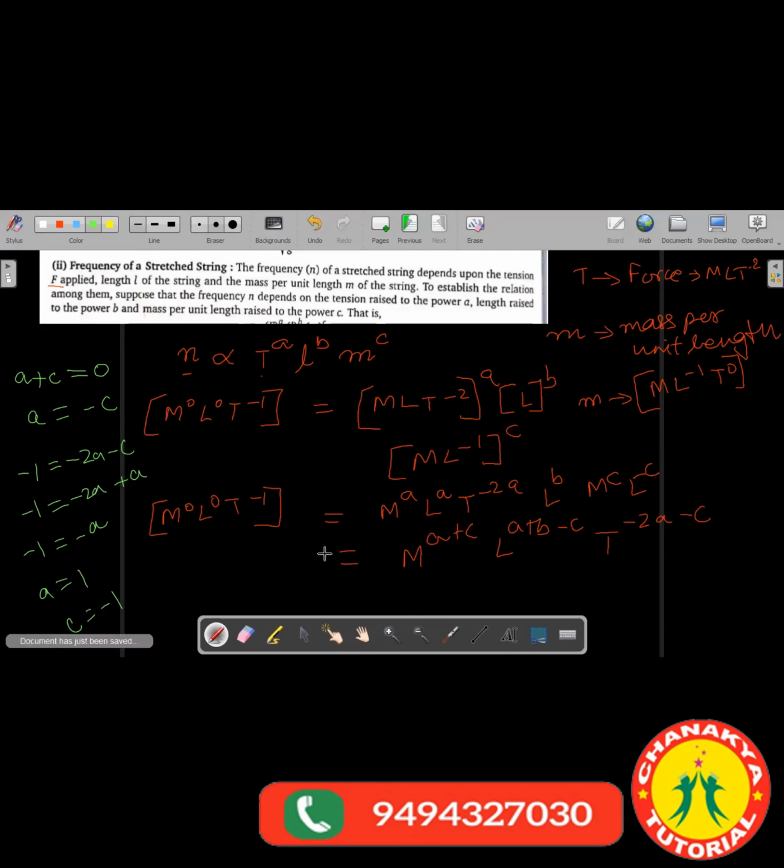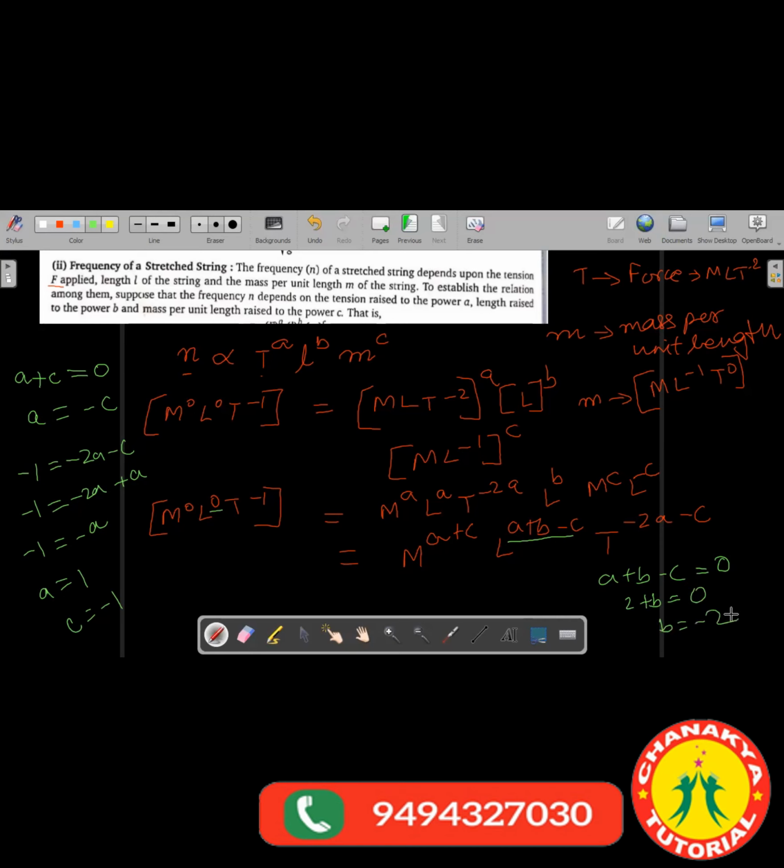And now we need to find out the value of B. So we take here A as 1, C as minus 1, and compare. We should be getting A plus B minus C equal to 0. See, the dimensions of L on both sides should be the same. So A plus B minus C, we already know the values of A and C. If you put the values of A and C, you get 2 plus B equals 0, and hence B equals minus 2.